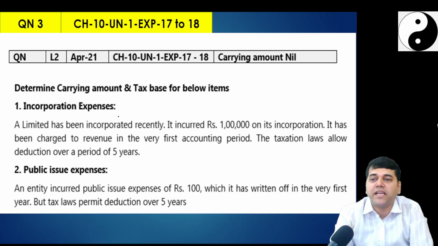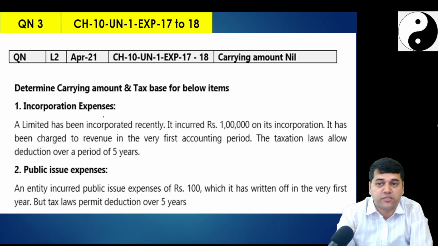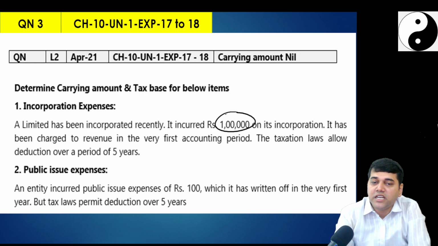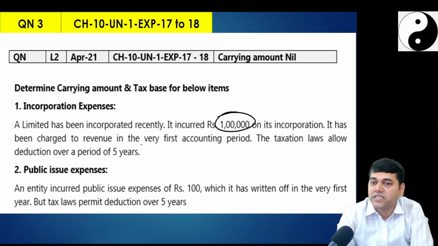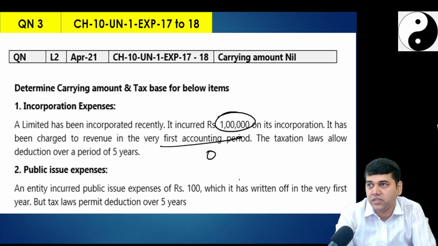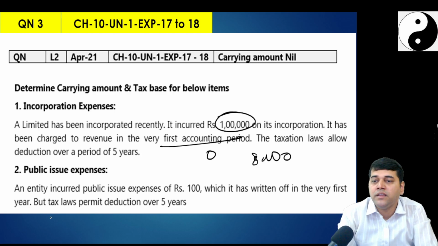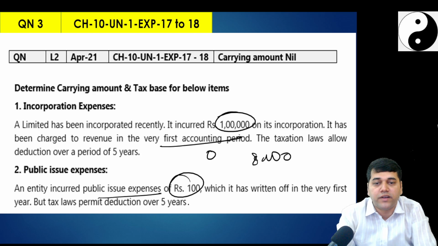Now, determine the carrying amount of the tax base. Incorporation expenses, preliminary expenses, incurred 1 lakh on its incorporation, charged to the revenue in the very first year of accounting. That means preliminary expense is 0 as per balance sheet. But as per tax laws, they will permit 5-year deduction. 80,000. Very good. Entity incurred public issue expenses of 100, written off in the very first year, deduction permitted 80.